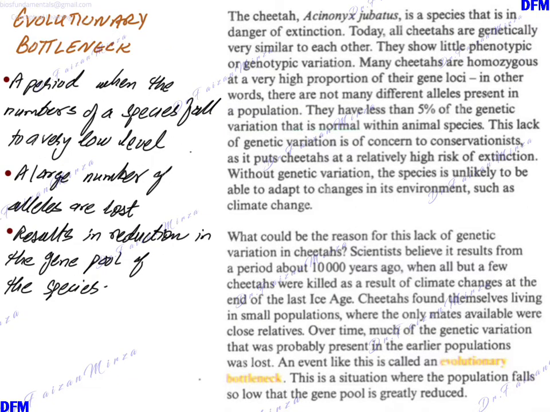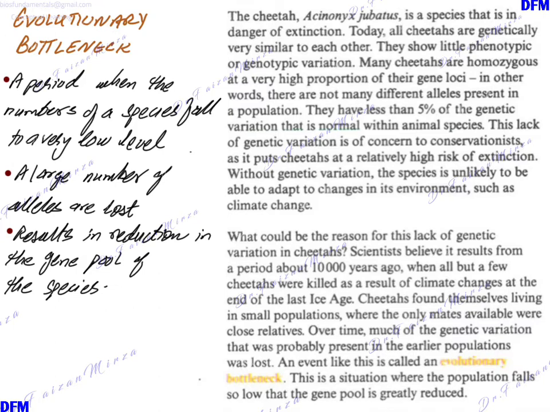We can see that evolutionary bottleneck occurred in cheetahs. At the end of the ice age, there were many cheetahs. The majority of cheetahs died, just because of nature striking at that time. And the cheetahs who survived were in tribes, and only those cheetahs survived which were living in certain conditions in which they were able to survive the extremely low temperature of that ice age.